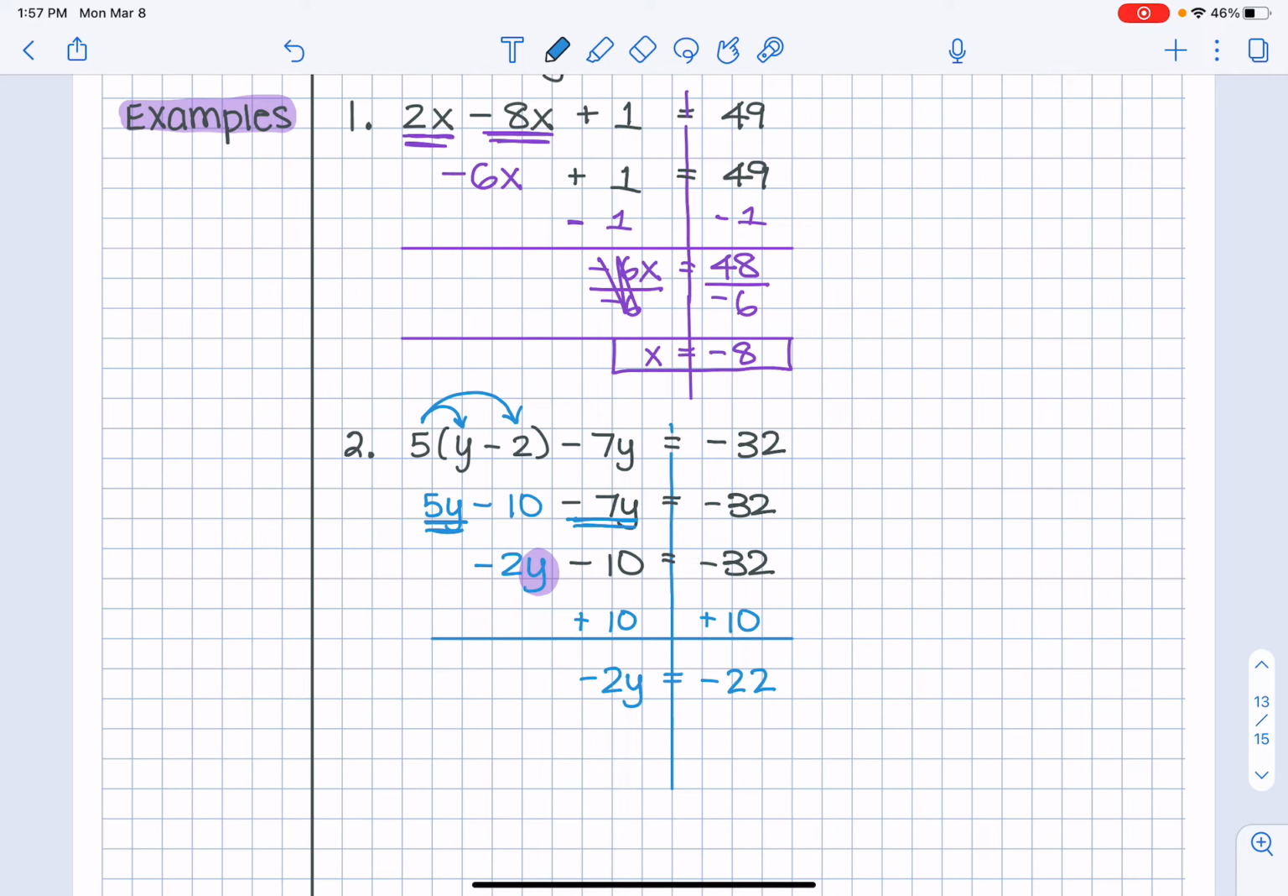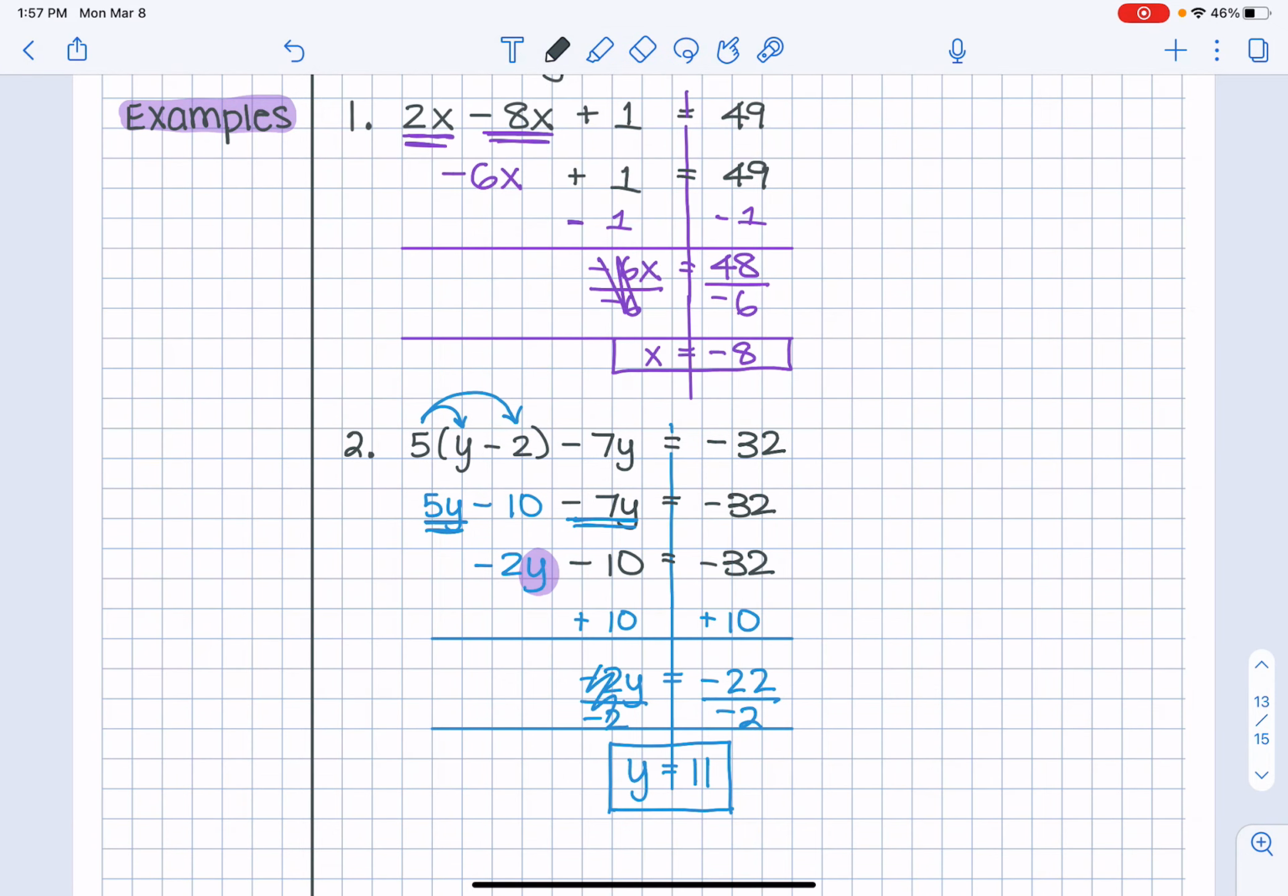So to get rid of the negative 2, I'm going to divide by negative 2. Okay? Let's see what that leaves us with. These cancel out. I have y equals negative 22 divided by negative 2 is positive 11. So I'm left with positive 11 as my answer. All right. So those are the examples that we are going to do together.